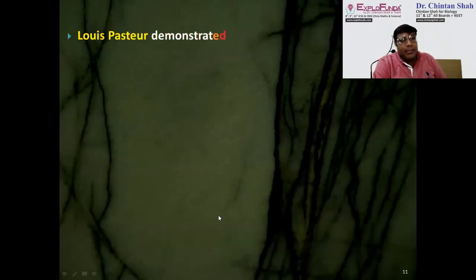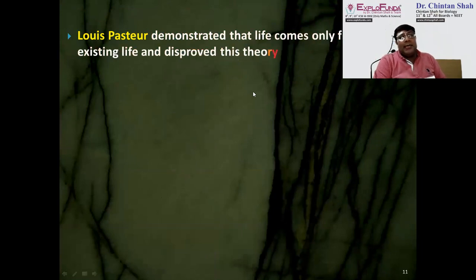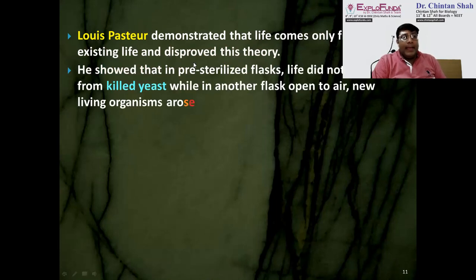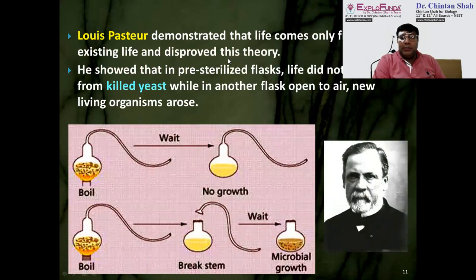So that's abiogenesis. Another one: Louis Pasteur demonstrated that life comes only from pre-existing life and disproved the abiogenesis theory. He showed that in the pre-sterilized flask, life didn't come from the killed yeast. So, a pre-sterilized flask, that is this one, sterilized, okay. Killed yeast was there, okay. So then what happens?